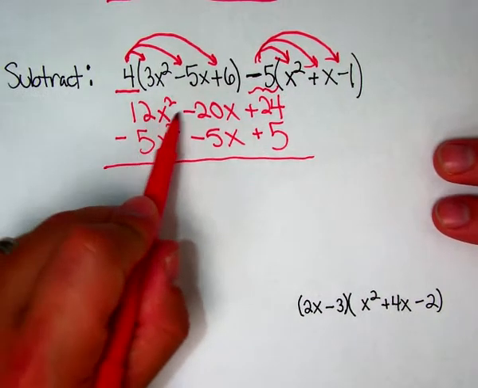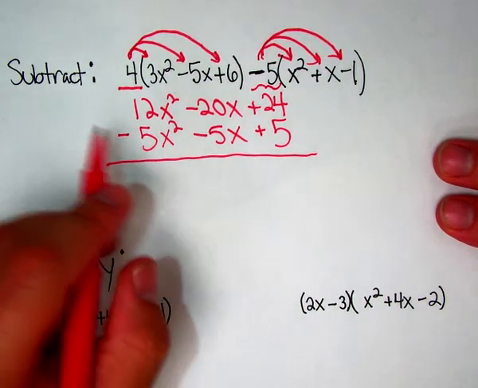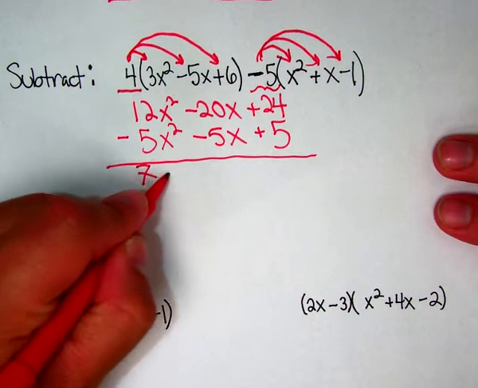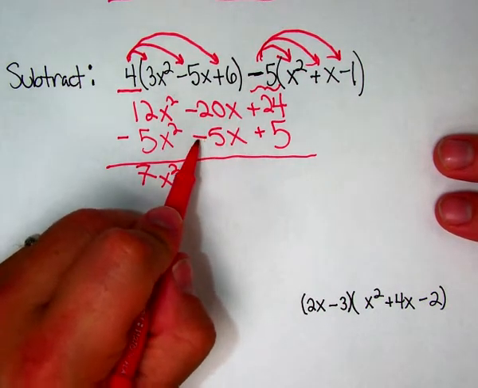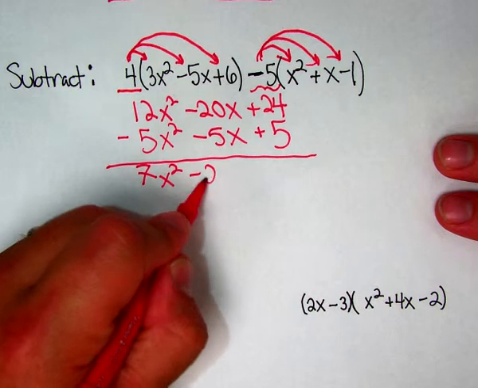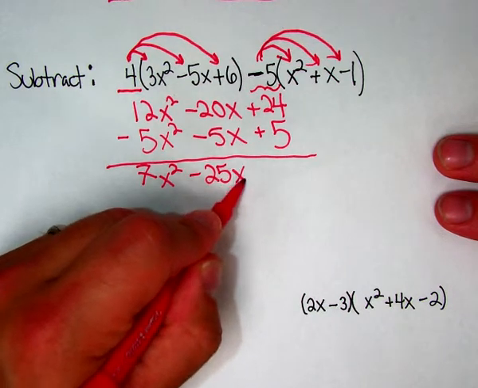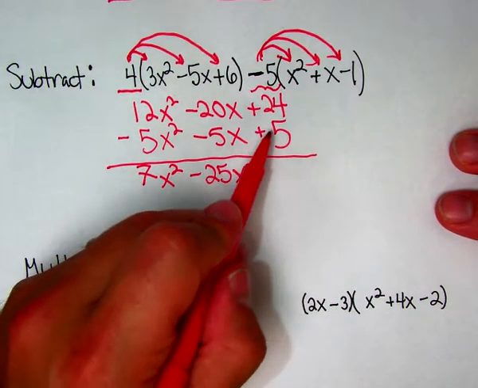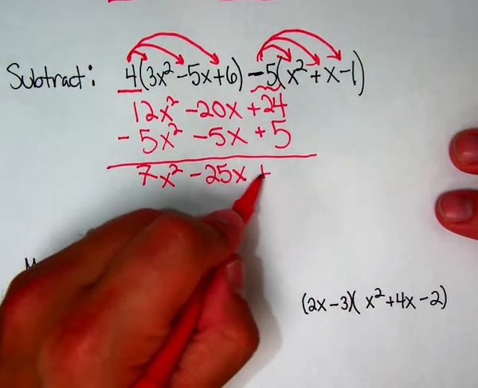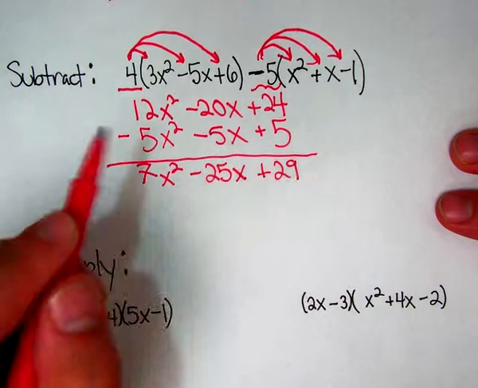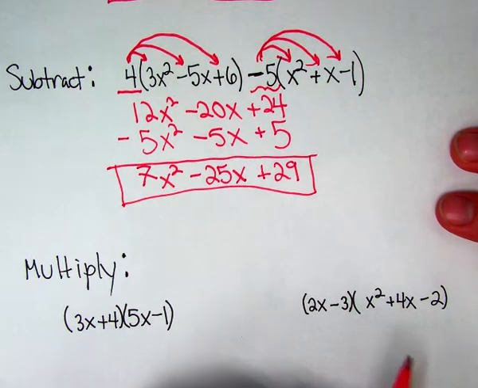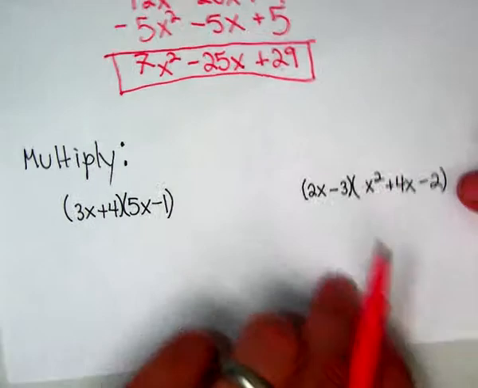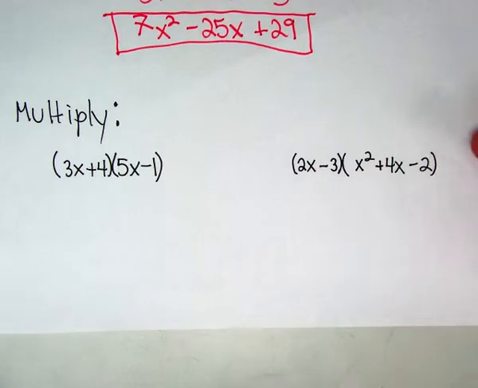So if I have 12x squared and I take away 5x squared, I end up with 7x squared. If I have negative 20x and I take away 5x, I'm going to end up with negative 25x. And if I have 24 plus 5, I'm going to have 29 for the overall value on this. And then this is our final answer. Okay? So that's subtraction. Now let's do two examples with multiplication.